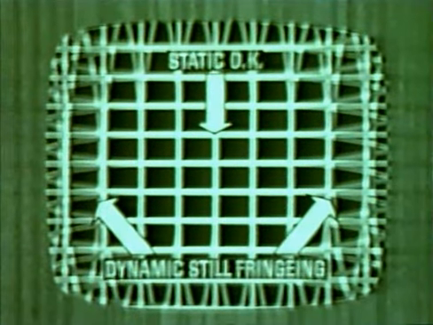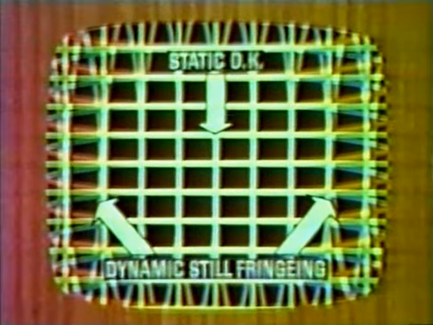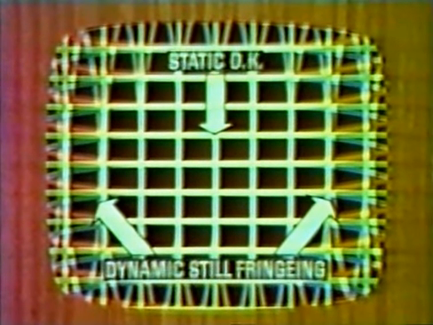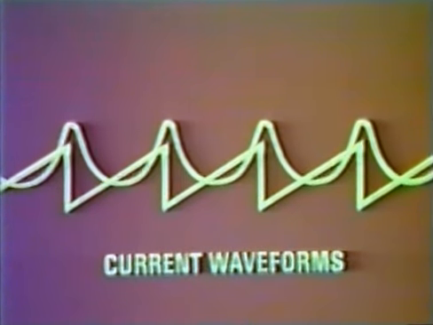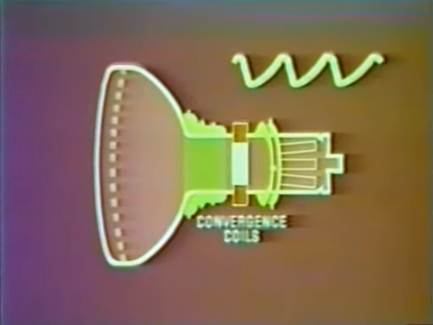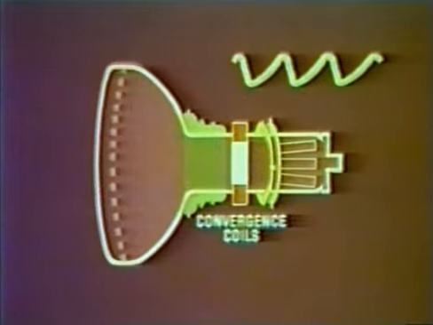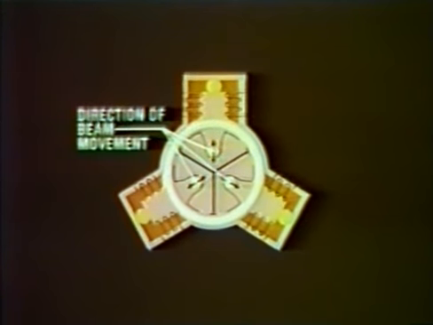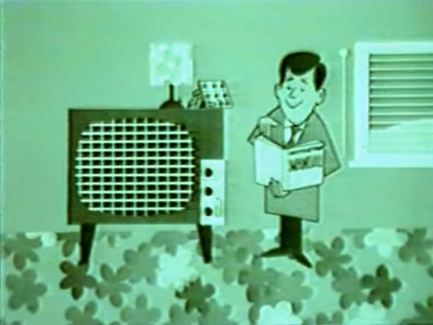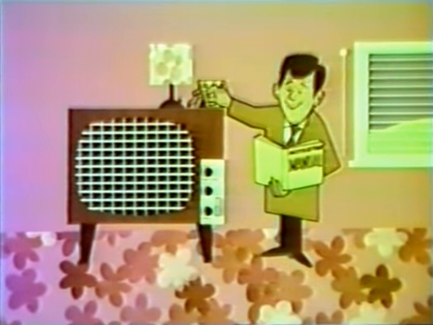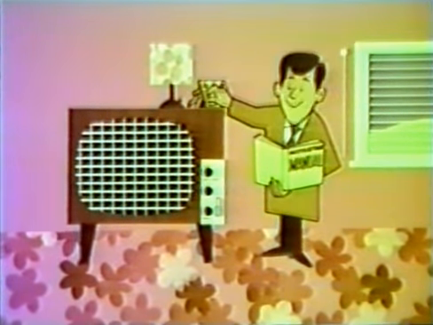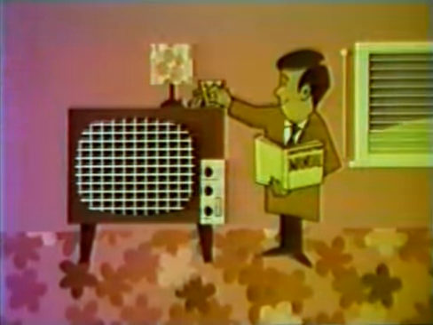Dynamic convergence is the adjustment to give registration over the rest of the screen. This is effected by passing a combination of parabolic and sawtooth field rate waveforms. As most color sets will be dual standard, it will be necessary to carry out some adjustment on both. Different techniques will be employed by different manufacturers, and their instructions must be precisely followed.